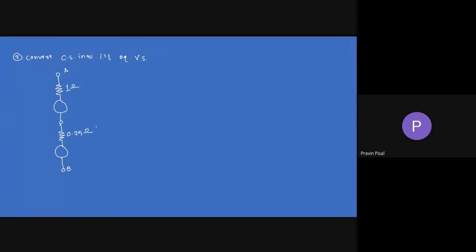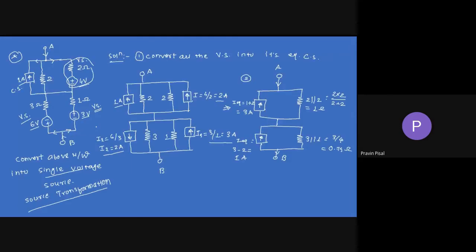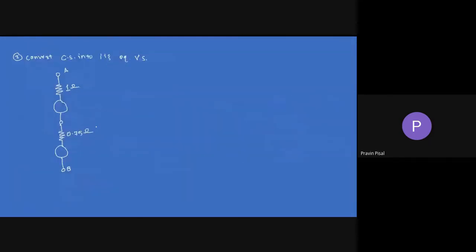Fine. Then next, here the current is 3 ampere, here the current is 1 ampere. Okay. So here what will be the voltage? Current is I into R by Ohm's law, 3 into 1. So the answer is 3 volt. Fine. Here it is plus minus because the current is in the upward direction. V2 is, I think, 1 ampere is the current and 0.75 is the resistance. So it is 0.75 volt. Right.